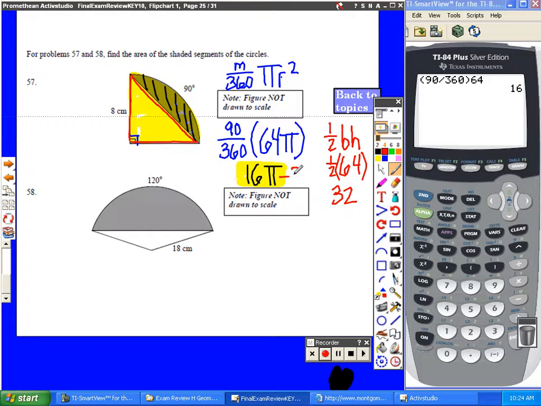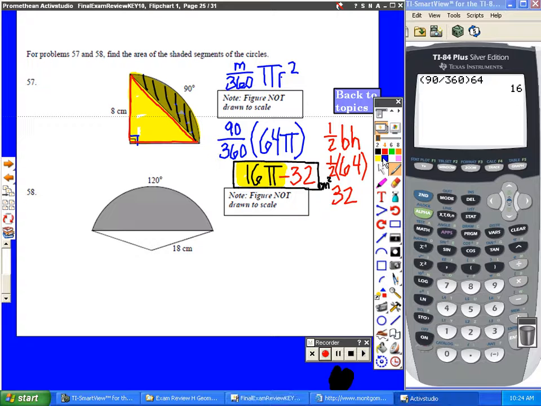So my final answer is not bad at all. 16 pi subtract 32. Oh, I should probably label it centimeters squared. Again, the yellow part is the entire fourth of a circle. The red part is just that red triangle.